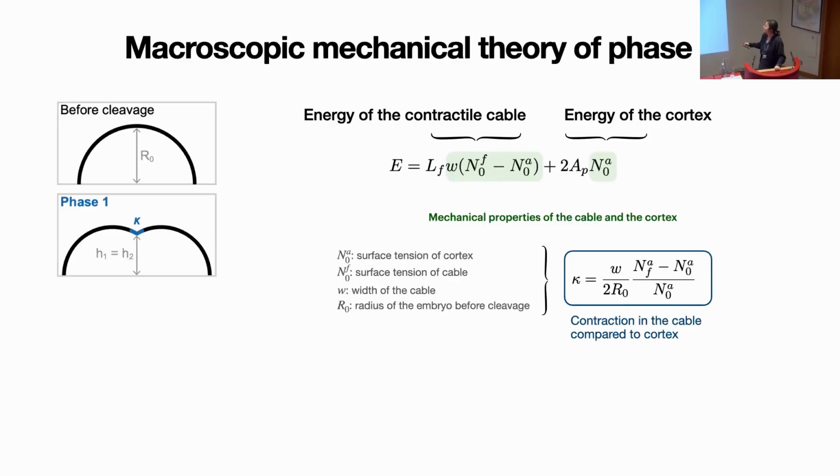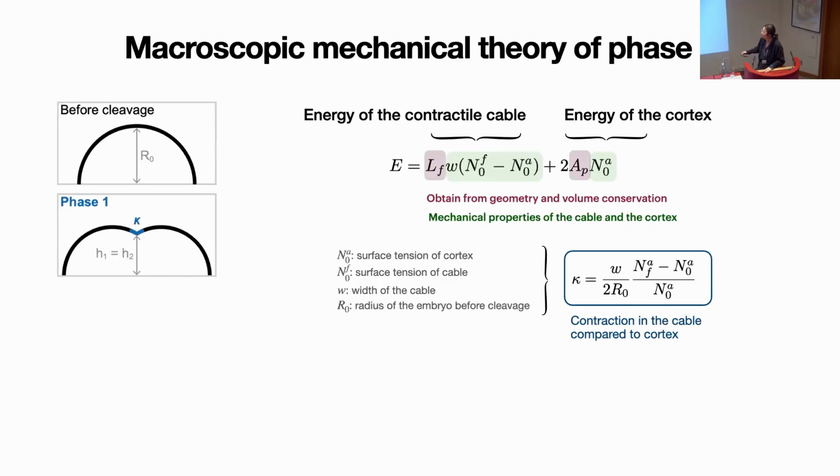And then all the terms outlined in green are inherent properties of the cable and the cortex that don't change over time. Whereas the rest, like the length of the cable and the area of the rest of the cortex, we can obtain from geometry and volume conservation. So they are basically functions of this height.